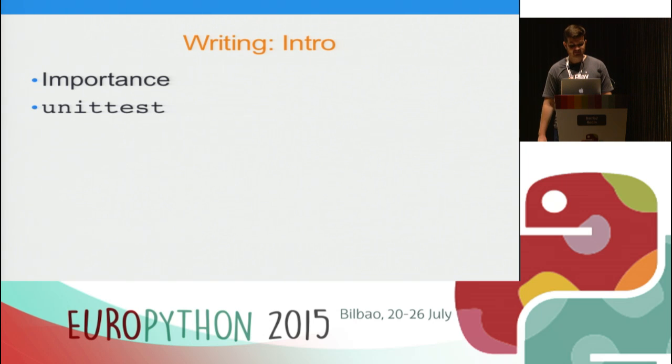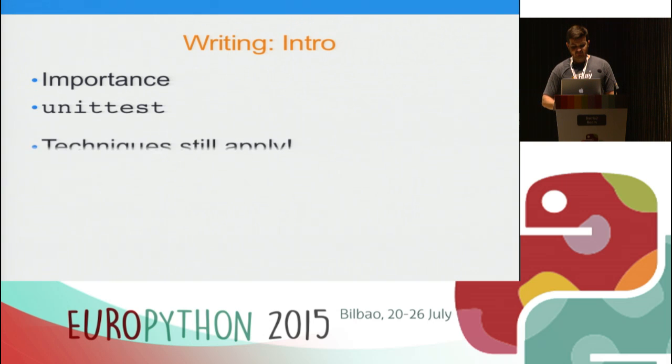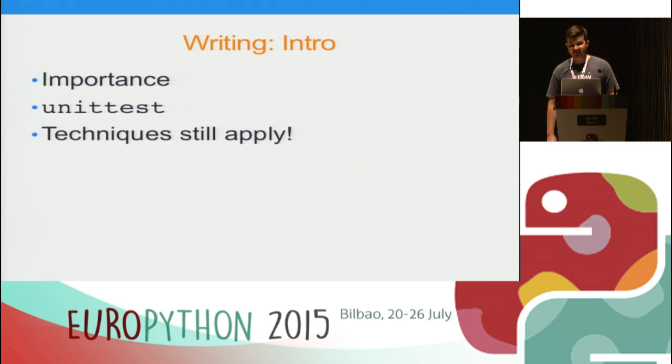Most of my examples are going to be via the unittest module, and you have to remember that all the techniques I talked about before still apply. So even if you have source code that's compatible on a bunch of different Python versions or operating systems, if your tests aren't compatible, they're still going to fail. So it's important to have compatibility there as well.